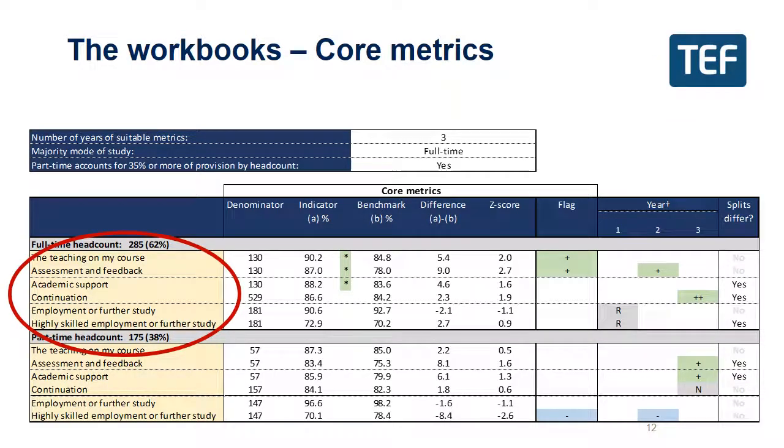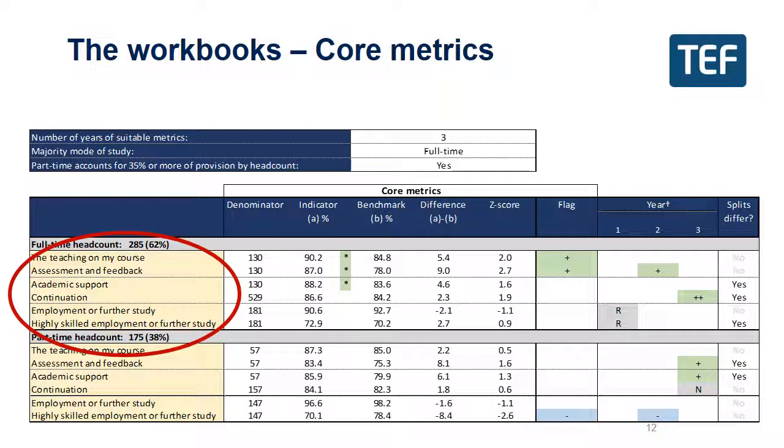Now I'm going to go into a bit more of the detail about the core and split metrics and how they're calculated. So here again is the core metrics page of that fictional provider's TEF Metrics workbook. Highlighted on the left are the 6 core metrics, and you can see they're reported separately for full-time at the top and part-time at the bottom.